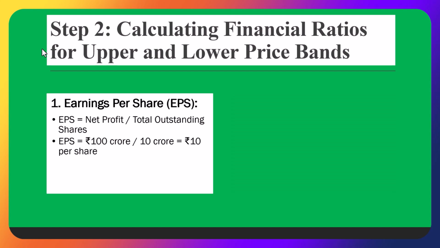Step 2. Calculating financial ratios for upper and lower price bands. 1. Earnings per share. EPS equals net profit divided by total outstanding shares. So here it will be 100 crores divided by 10 crores, which will give us 10 rupees per share. So that means the company's earnings per share is a very, very important number for the shareholders. Whether you want to buy a company from a stock exchange or apply for an IPO, you look at how much the company is earning, because the EPS belongs to the shareholder.